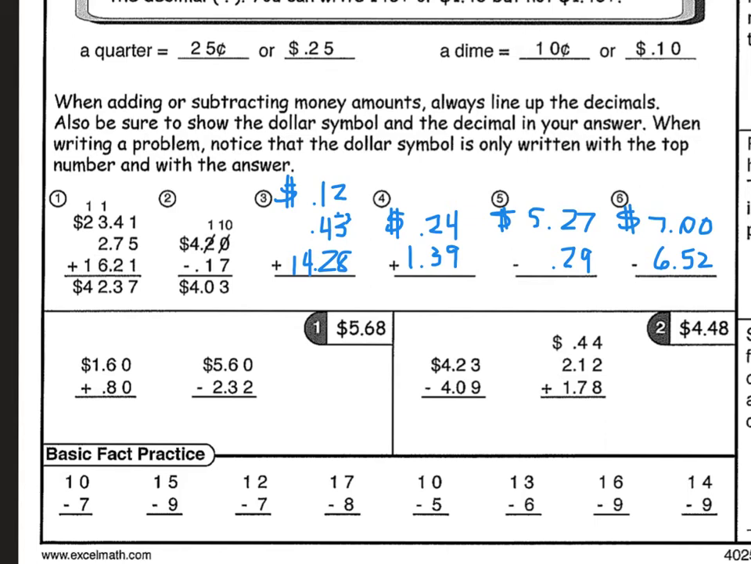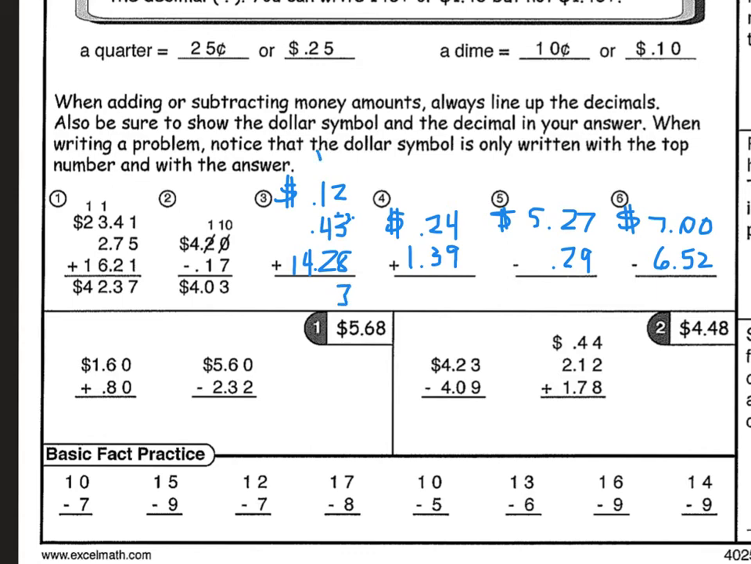Alrighty, go ahead and pause the video, try number 3 on your own, and then turn it back on when you're ready to see the solution. So here we go with number 3. You should have already tried it on your own. 2 plus 3 is 5. 5 plus 8 is 13. Should have put a 3 there. Bring the 1 up, regroup with the 1.